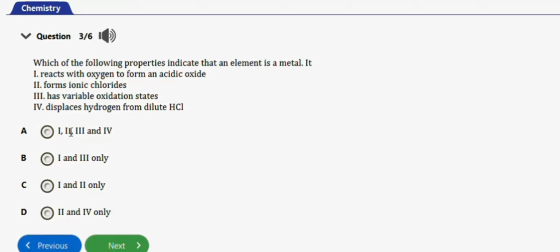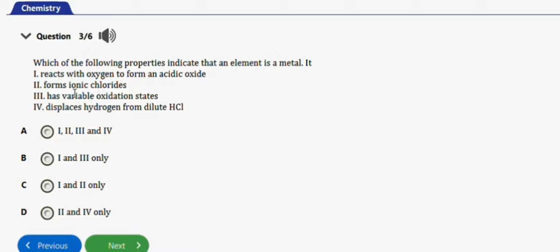They say I and IV. No, it can't be this one because of this. I is not among them. Anyone that's having I won't go. Alright, so option A is having I, so it won't work. B is having I, it won't work. C is having I, it won't work. So the right answer is option D.